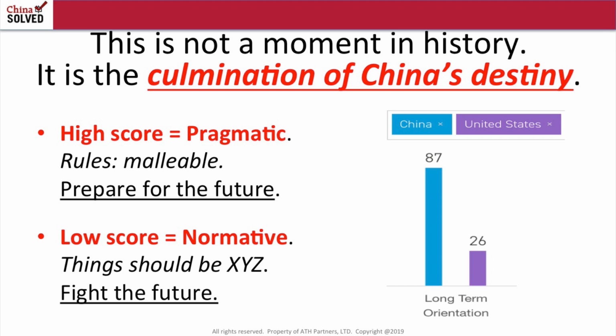A low score is normative. You have a view in your mind of how the future should look, and it should look a lot like your traditional background. Things should be a certain way. And if that means you have to fight the future, then that's what you're going to do.